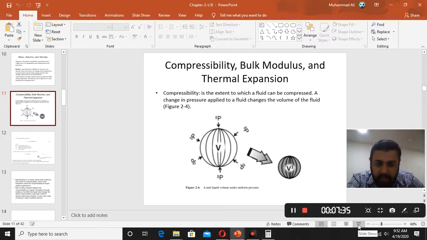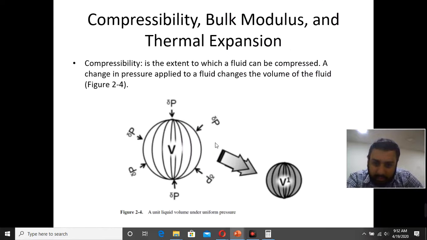Another property that needs to be discussed is compressibility. Now, what is compressibility? For example, if we have this volume, how much can it be compressed to this one? So if you apply a force on a volume, how much can you shrink it? Technically, or in simple language, we can say that a change in pressure applied to the fluid changes the volume of the fluid. So for example, this is the volume, and whatever pressure you apply, it becomes this size, from V to V1. This is compressible. So this fluid is quite compressible, because from the large volume it occupies a smaller volume.